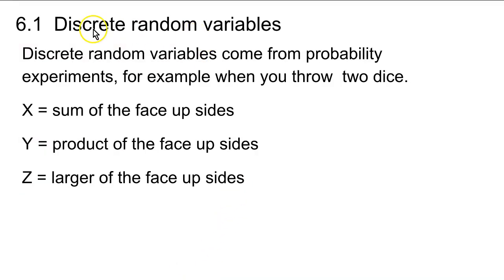So, discrete random variables come from probability. For example, if I threw 2 dice, maybe I would say that x is the sum of the face-up sides. Or maybe I would say y is equal to the product of the 2 face-up sides. Or maybe I would say z is the larger of the 2 dice.